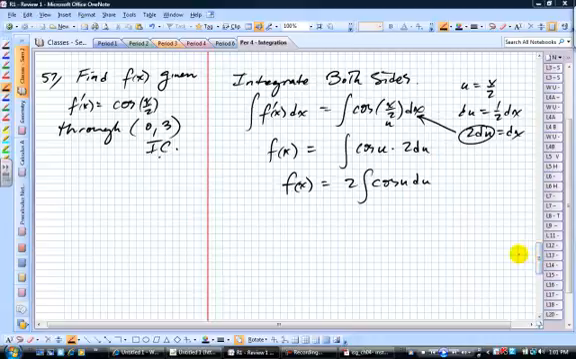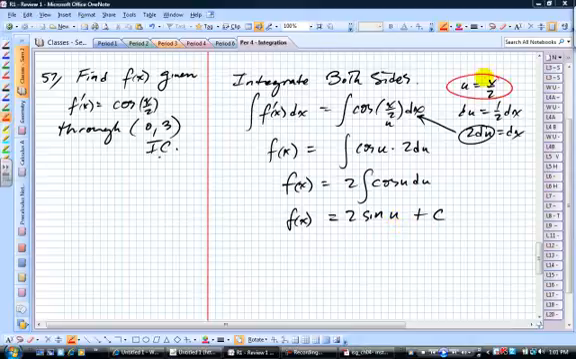This is a video, so you can always pause me and slow me down. The integral of cosine is sine because the derivative of sine is cosine. So this is 2 times the sine of u plus c. And then, of course, I have to bring back x. So we know that u is equal to 1/2 x. And so I get 2 times the sine of x divided by 2 plus some c. And that's equal to my function. This is the general solution.